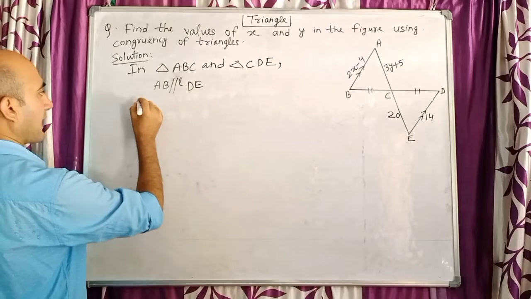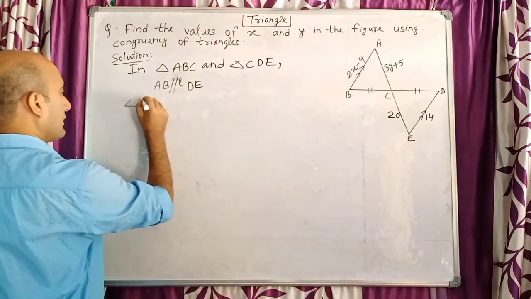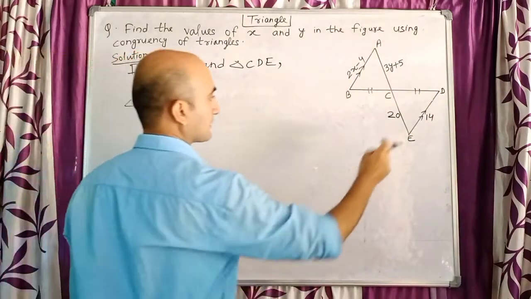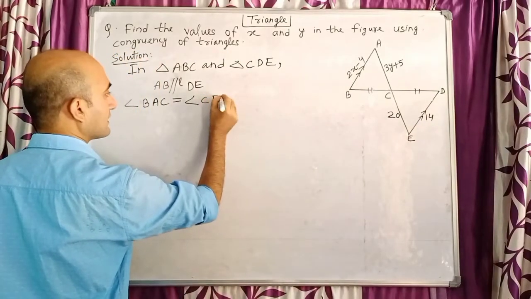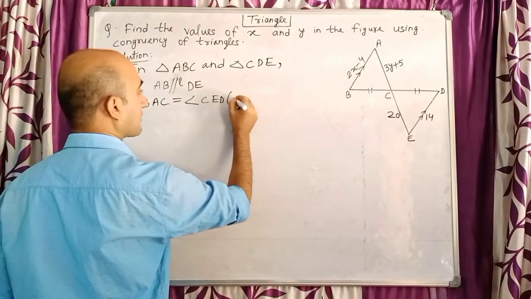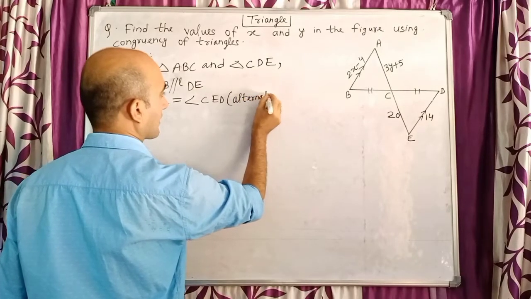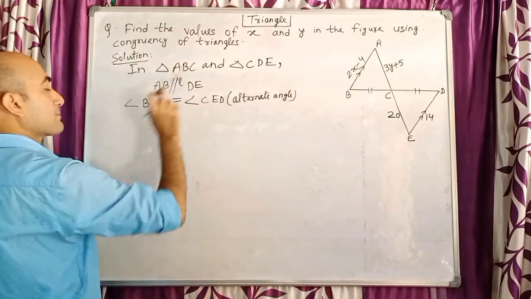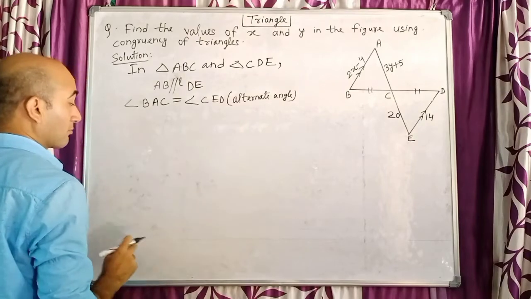So because of this parallel, angle BAC is equal to angle CED. So I will write alternate angle. This alternate angle came because of this parallel. Had there been no parallel lines, this alternate angle may not have come.